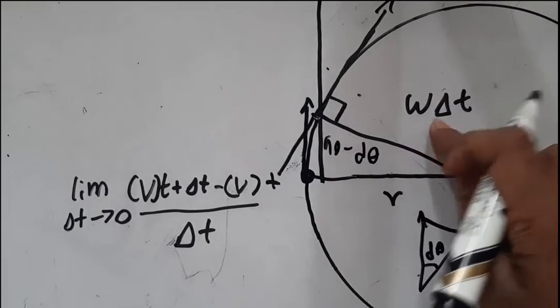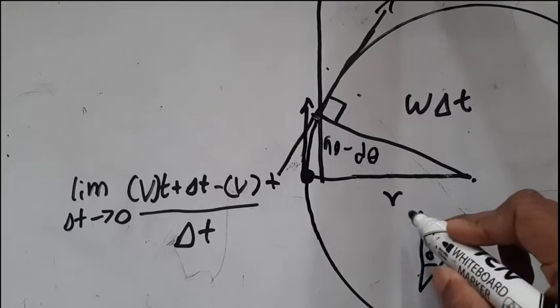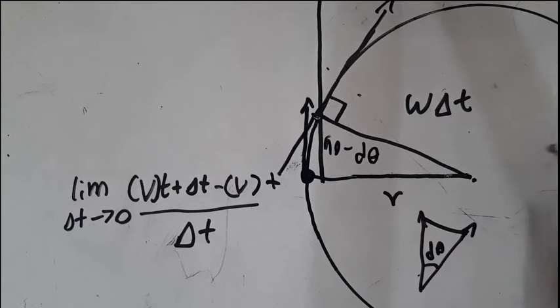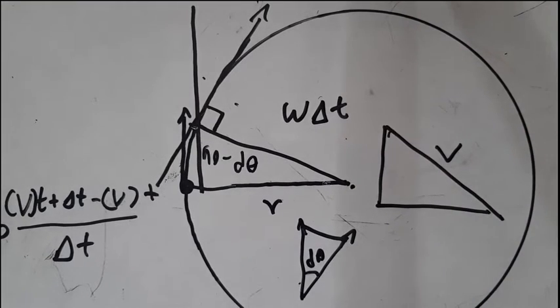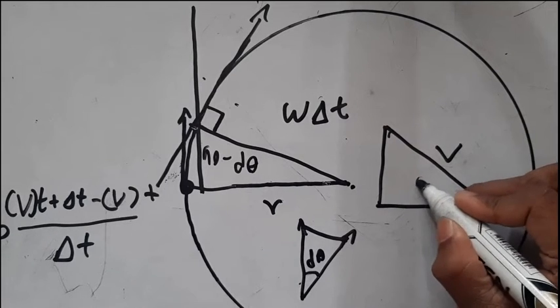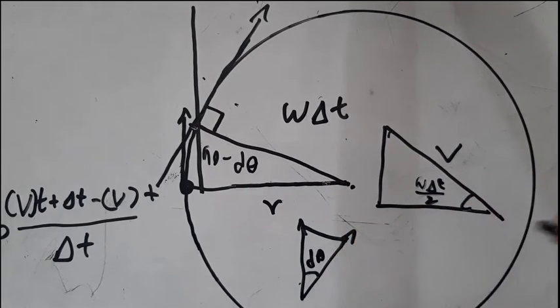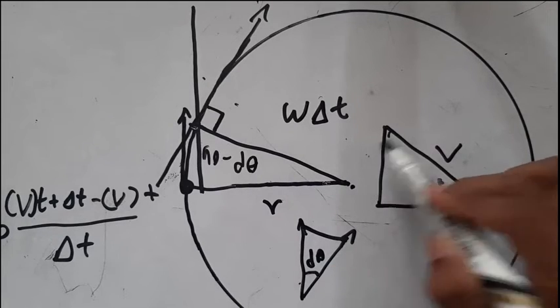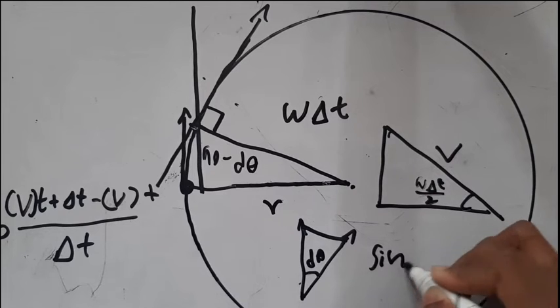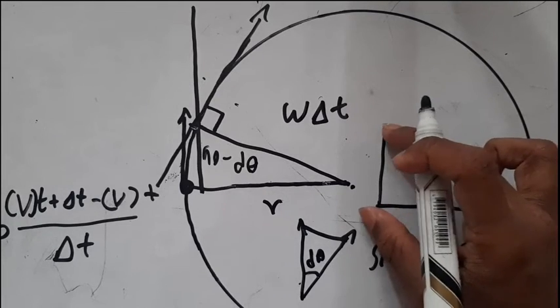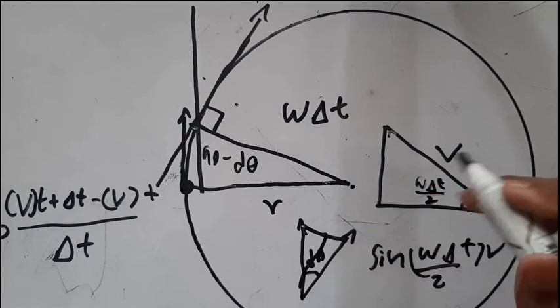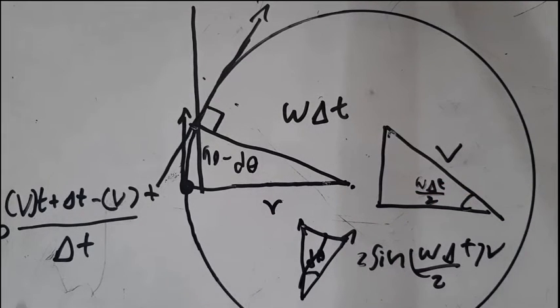So what is d theta? d theta is omega times delta t. And now we know this angle, and now we can simply work out this without much trouble. So we are going to split this isosceles triangle into two right angle triangles like that. This is V and this is omega times delta t over 2, because the angle is going to get divided into two equal angles, and this length is sine of this angle times V, sine of omega times delta t over 2 times V. And remember, there are two such lengths, so we multiply that by 2, and that's the difference between these two vectors.